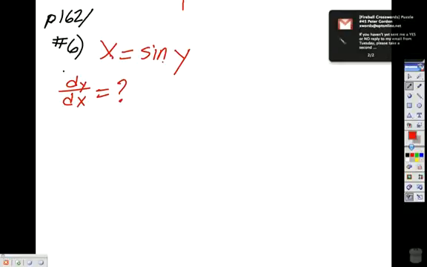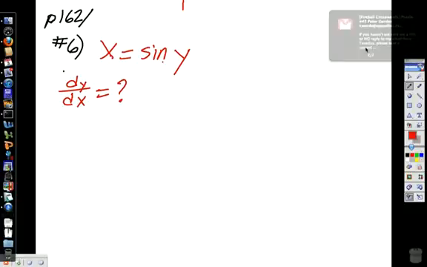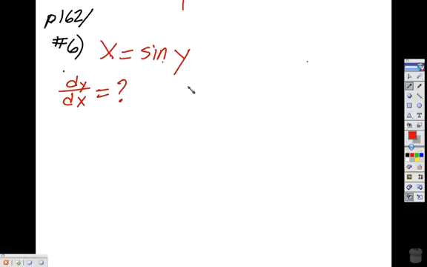But as it is right now, we can't. We could solve this for y, turn it into something that looked like this. If x is the sine of y, then y is the inverse sine of x. But that doesn't really help us either because we don't know how to do the derivative of the inverse sine, the arc sine of something. We know the derivative of sine, but not the inverse sine. So that doesn't really help us.